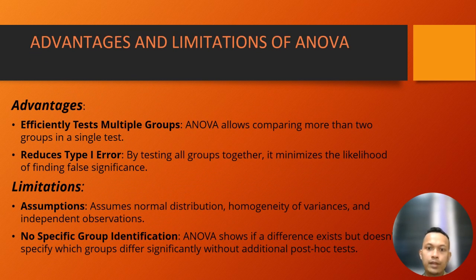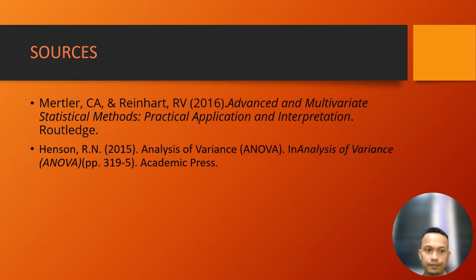Okay, advantages and limitations of ANOVA. There are advantages: first, efficiently test multiple groups, and then reduces type 1 error. And limitations: assumptions, assumes normal distribution, homogeneity of variances, no specific group identification. These are the limitations and advantages of ANOVA.